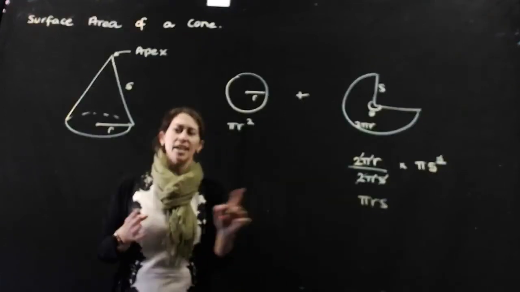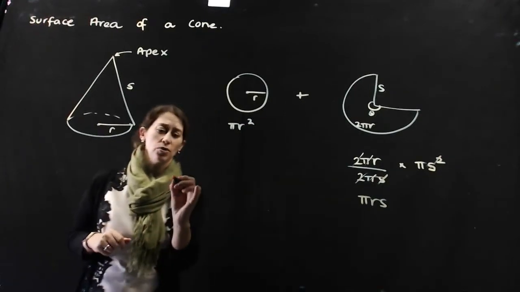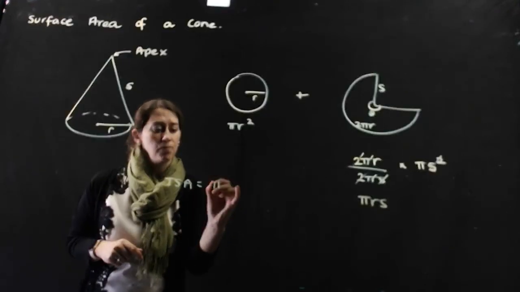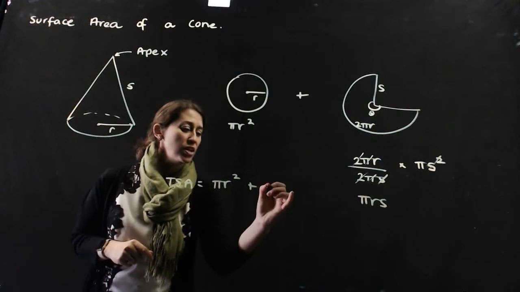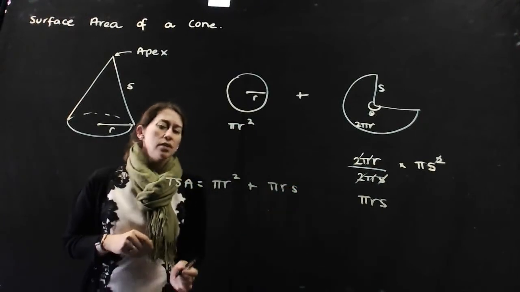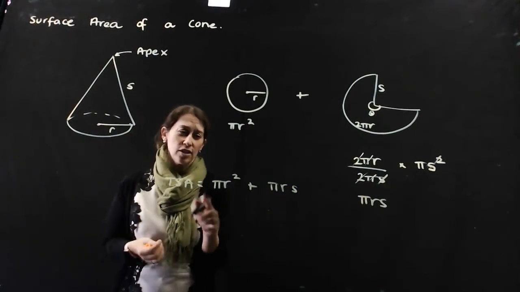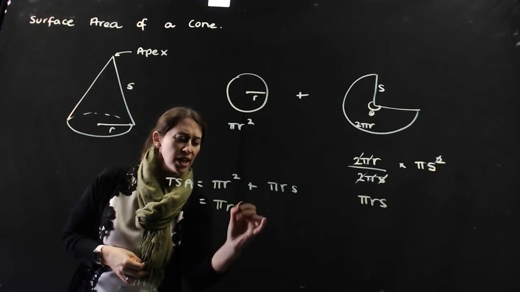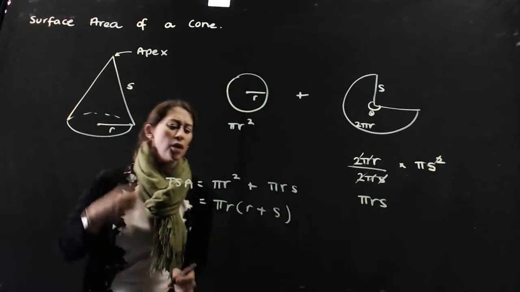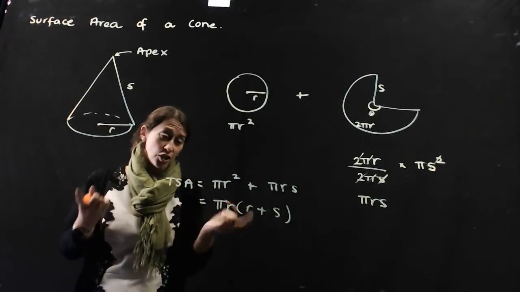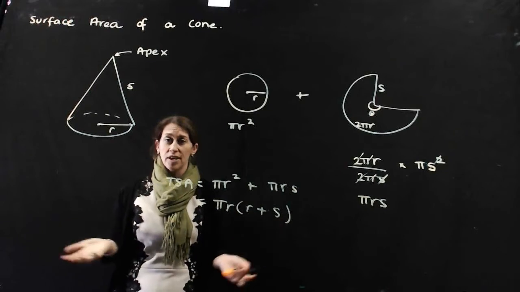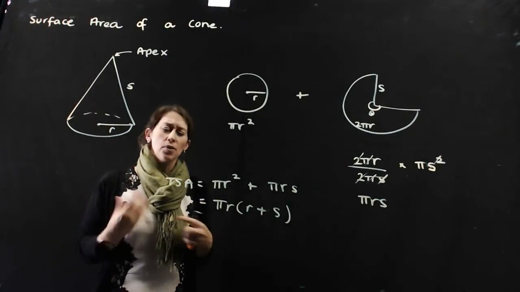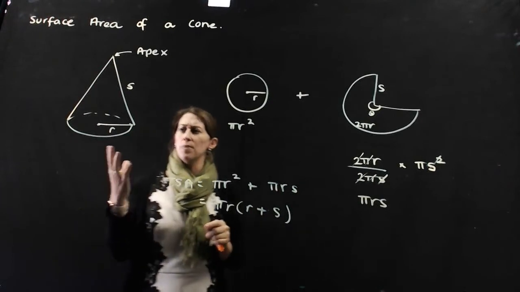So adding these two together, the total surface area of the cone is pi r squared plus pi r s. Now that can either be learnt that way, or you can factorise it by pulling out the common factor of pi r, and you get pi r times (r plus s). And both of these versions are used within any textbook or on the internet to find the surface area of a cone. What I'm going to do is do an example where I put some values in.